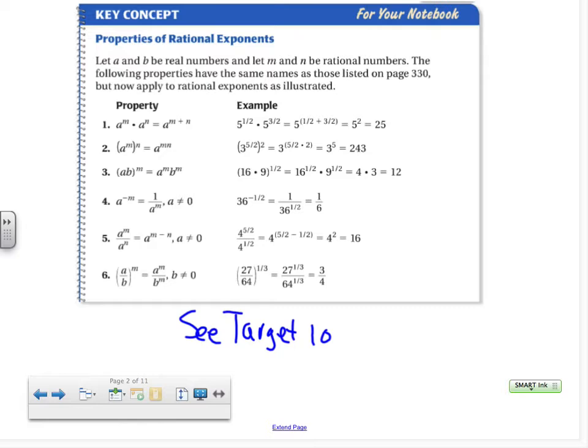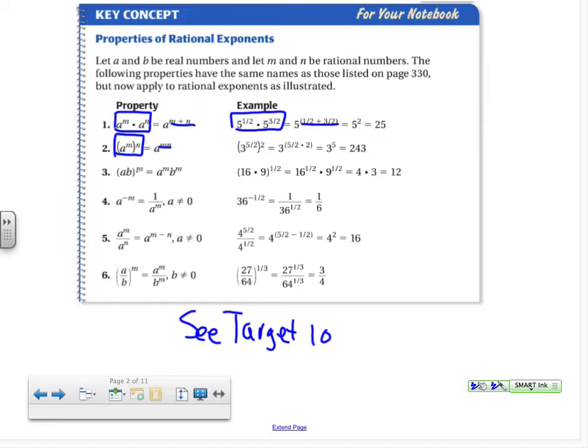So the properties for any exponent, there were basically 6. If you're multiplying exponents with the same base, you're going to add the powers. The example given here is the same whether you do it with whole numbers or rational numbers. 5 to the 1/2 times 5 to the 3/2 is the same as 5 to the 1/2 plus 3/2, or 5 squared. When you have a power to a power, you're going to multiply the powers.